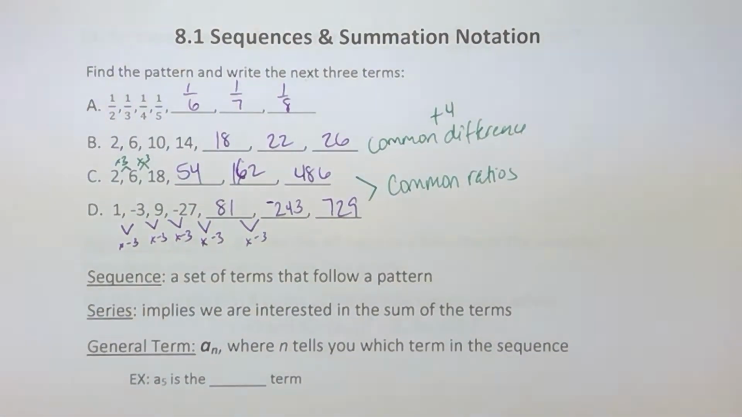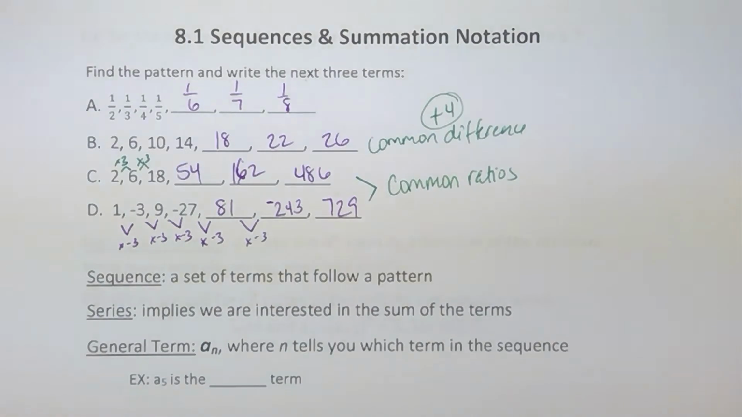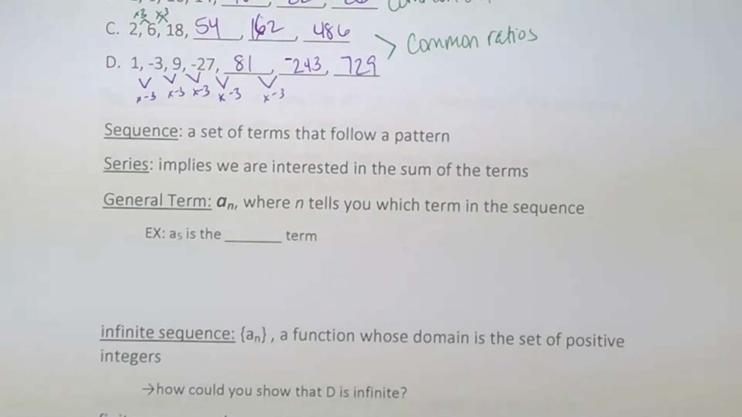Then we have some definitions. A sequence is just a set of terms that follow a pattern, and a series implies that we're interested in the sum of those terms. I tend to use sequences and series interchangeably. I'm not really good about sticking to one or the other. I try to be very clear, though, letting you know when I want you to find a sum.